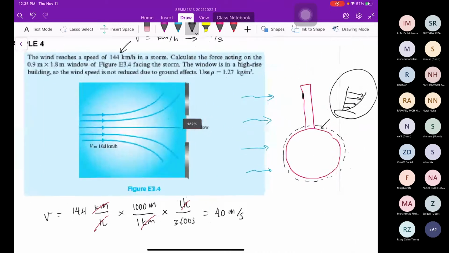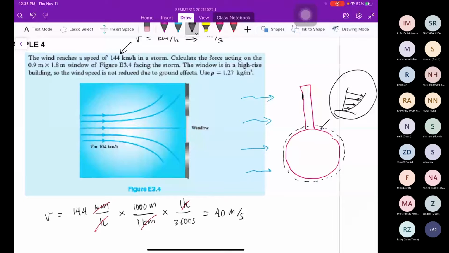So the question asks, what is the force? What is the force acting at the window? We must know the pressure, because the pressure force equals the pressure multiplied by the area of the window. So we must know the pressure here, pressure at 2, and pressure at 1 as well. The velocity at 2 and velocity at 1 are given.